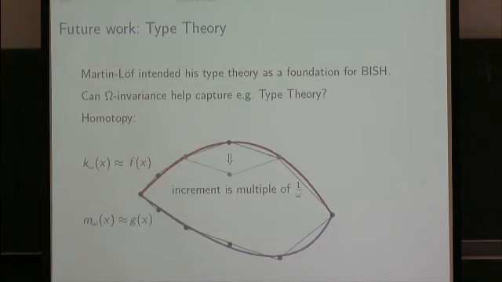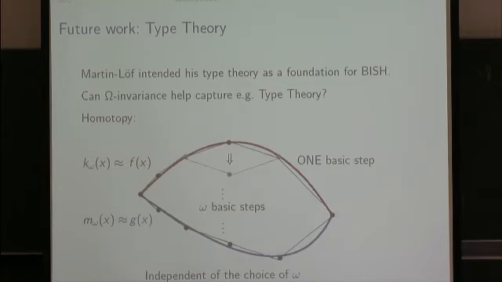And how do we get from one broken chain to the other? Well, we just move points by increments of 1 over omega. This is called one basic step. We can do omega basic steps, move omega points, and then we should be there. And this should be independent of the choice of omega, obviously.